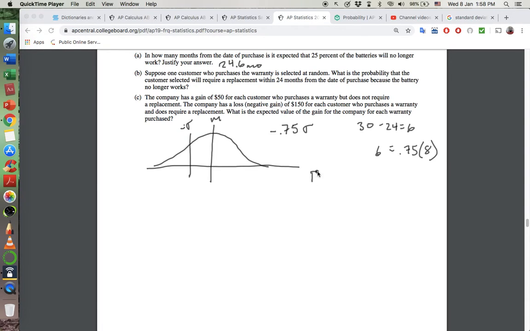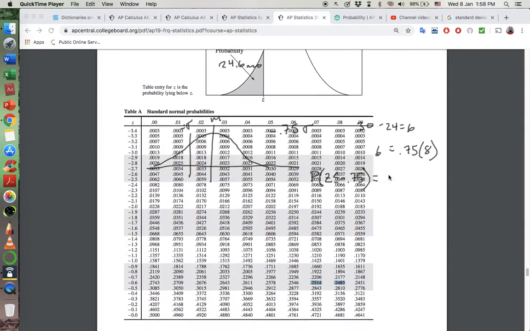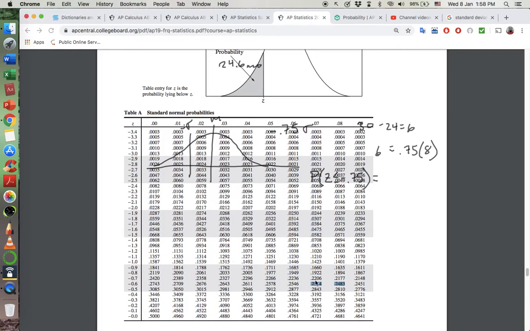Okay, so we are looking for then the probability that the phone breaks within 0.75 standard deviations to the left of the mean, which means a z-score of negative 0.75. This one's pretty straightforward. We'll go down to the tables again. Negative 0.75, that's this one here. 0.2266.